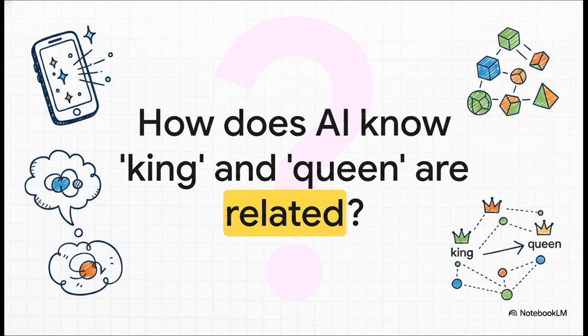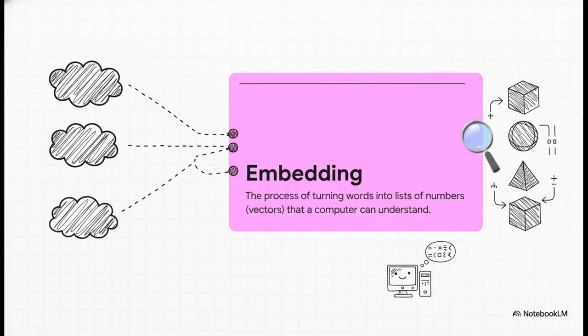Your phone doesn't have some giant internal dictionary telling it that king and queen go together. So how in the world does it figure that out? Well, that's what we're here to unpack. Okay, so the secret sauce here is something called an embedding. Now, I know, it sounds a little technical, but the idea is actually super simple.